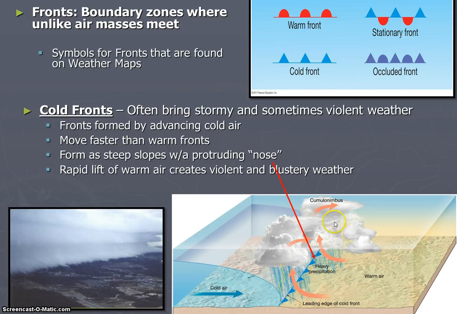So the rapid lifting of this warm air is what gives it the more violent nature and gives us more blustery weather. And I like this photo here because usually you can't see the edge or this nose here of the cold front, but in this particular case you can.